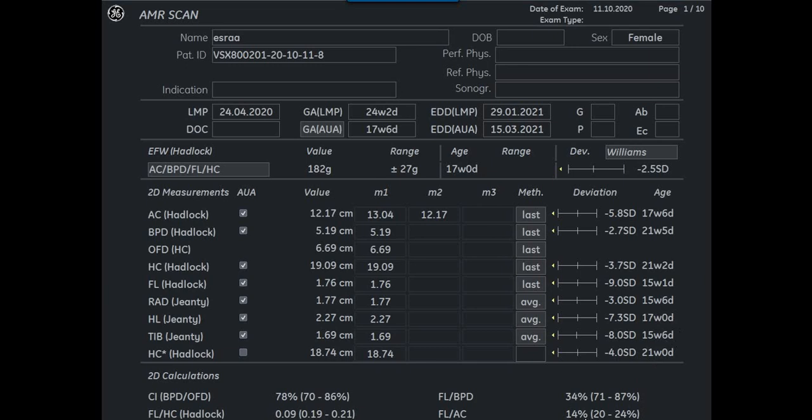Whenever it is below 18%, you will suspect this is a lethal skeletal dysplasia. Here it is 14%. This is an important parameter to note at the biometry.